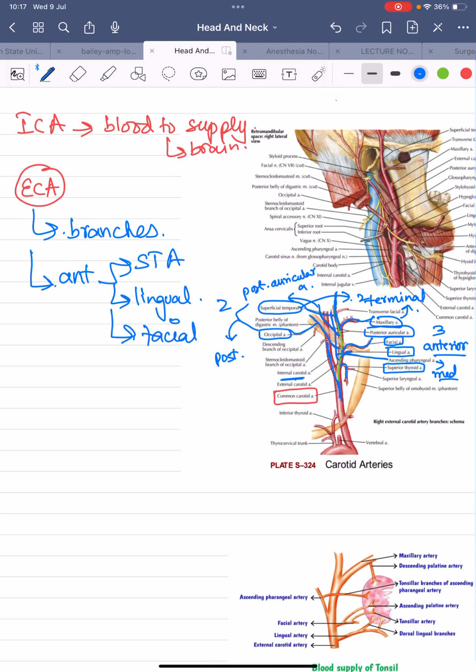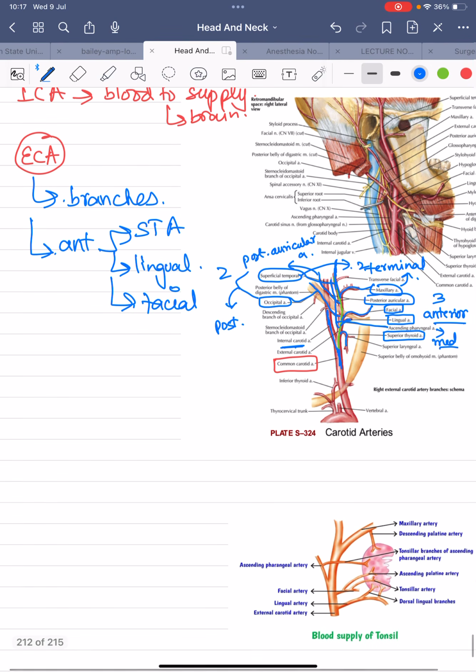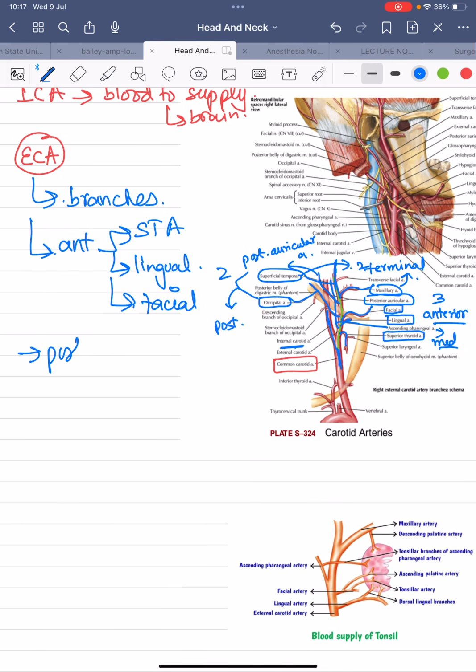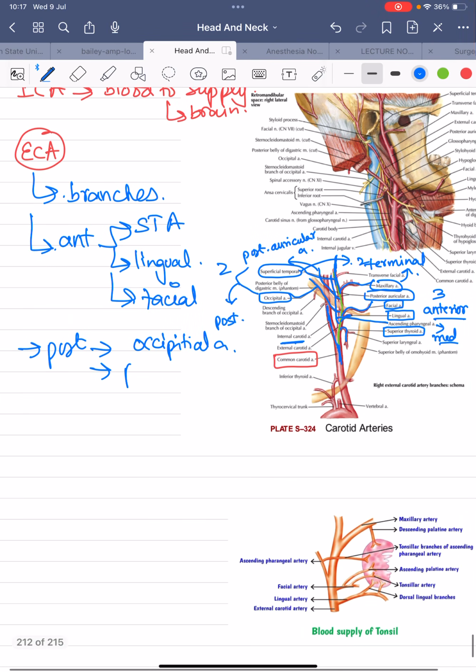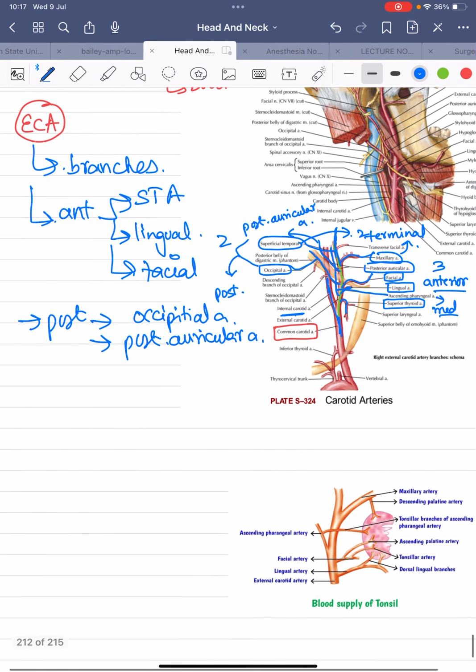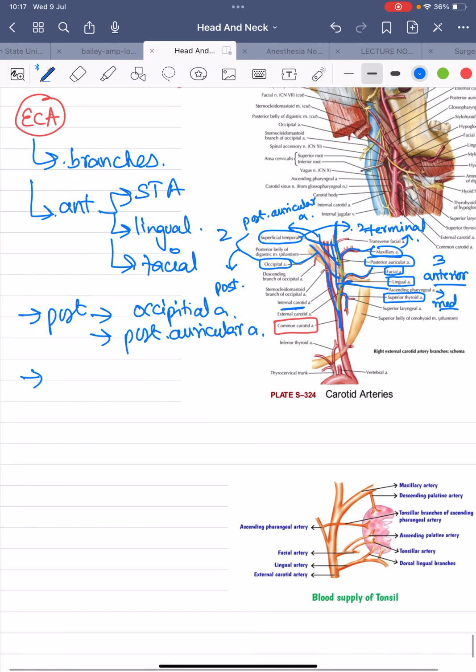Then we have posterior branches. What are the posterior branches? Occipital artery and posterior auricular artery. Okay, so these are the two posterior branches. Then there is one medial branch. What is the medial branch? Ascending pharyngeal artery.